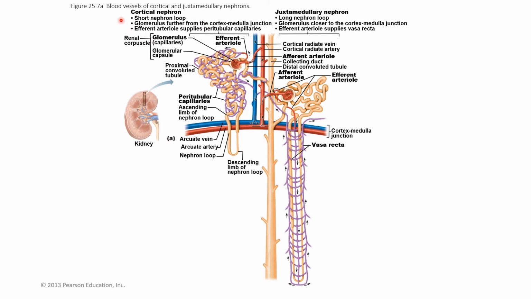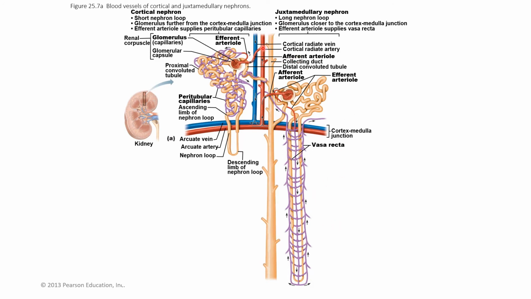Now, there are two types of nephrons we have within our kidneys, cortical nephrons and juxtamedullary nephrons. Cortical nephron is called cortical because it's closer to the renal cortex. So if this is the renal cortex and this is the renal medulla, the cortical nephrons are closer to the cortex region. The juxtamedullary is closer to the medulla region. Juxta actually means close to, so they're closer to the medulla region.